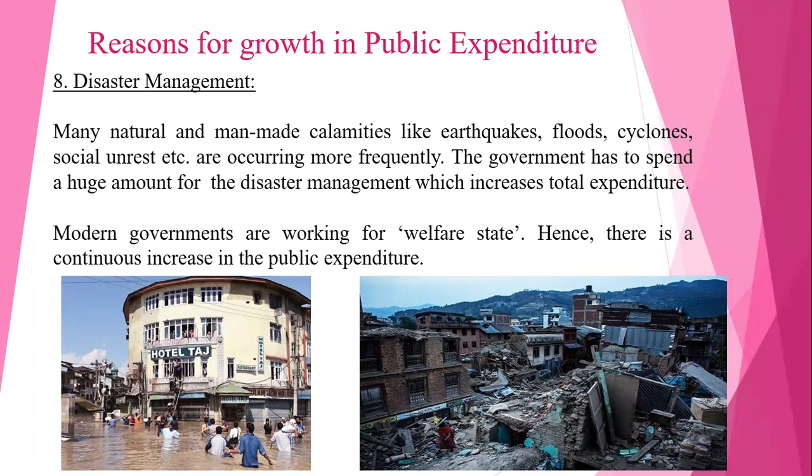Modern governments are working for welfare state. Hence, there is a continuous increase in public expenditure. Okay, see last line, very much important. Modern governments are working for welfare state. Hence, there is a continuous increase in the public expenditure. Now, what do you mean by welfare state?